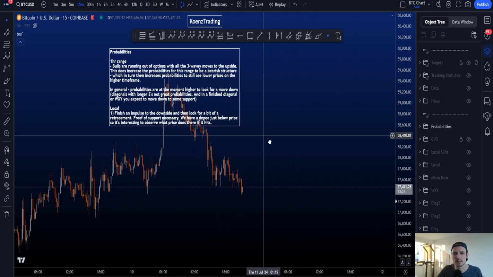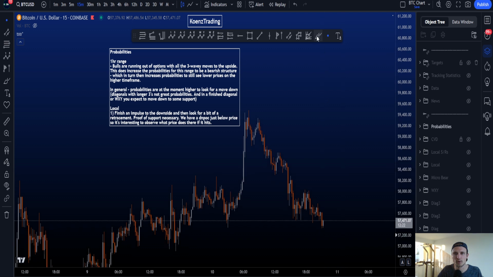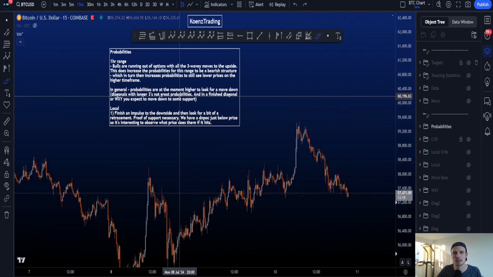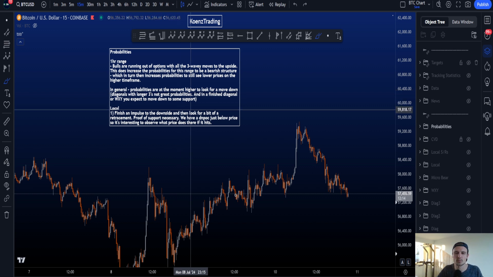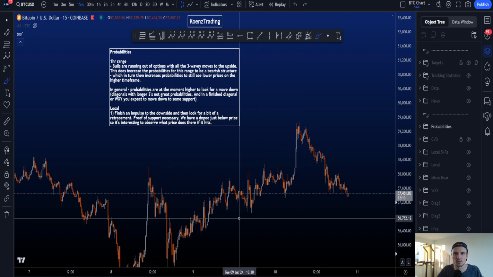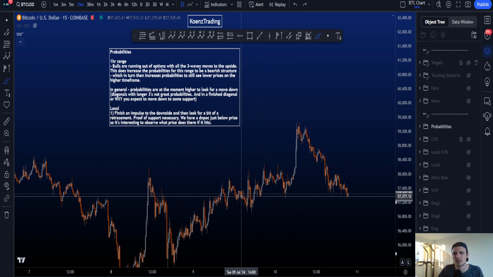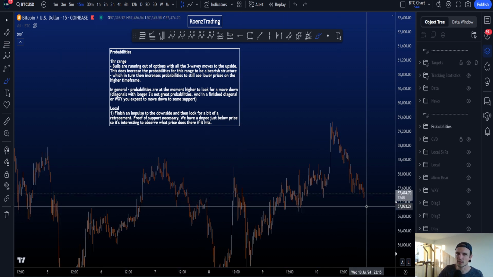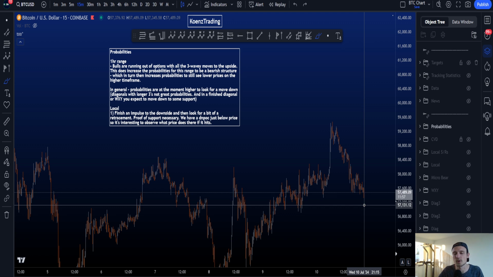If we then finally look at the probabilities, then on the 1 hour time frame, which is pretty much the range that we have been talking about, the bulls are at the moment running a little bit out of options with all the three-wavy and overlapping structures that we have here towards the upside. And of course, that then in turn does increase the probabilities for this bigger range over here to be a bearish structure, which in turn increases probabilities to then still see lower prices on the higher time frame.